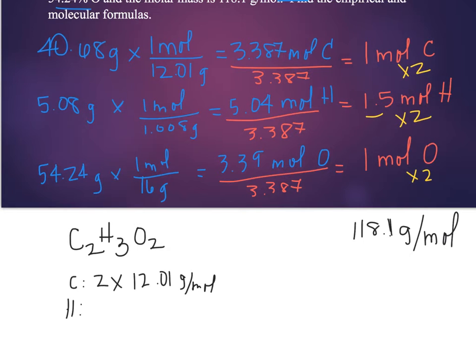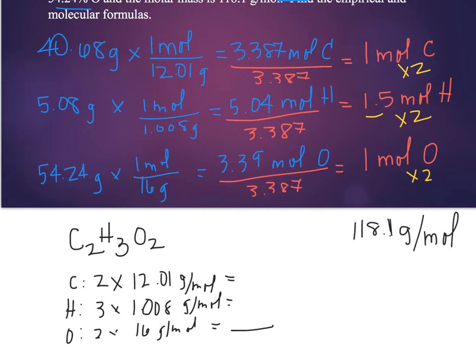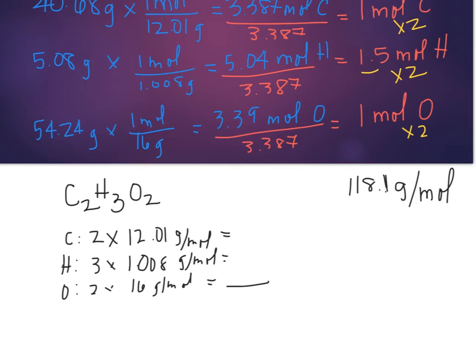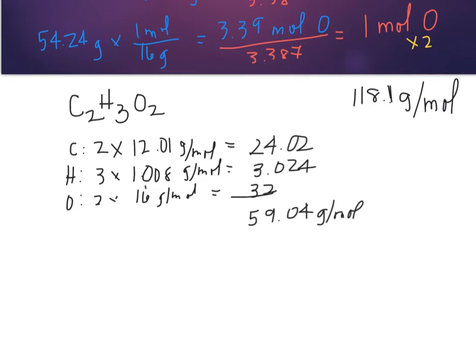Hydrogen, we said that we have 3. We're going to multiply that by 1.008 grams per mole. And then we have our oxygen, which is 2 times 16 grams per mole. So when I multiply these out and I add all of these up, we end up with 59.04 grams per mole. So now we need to find our multiplier.